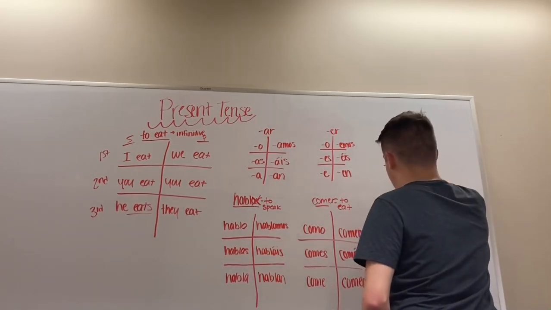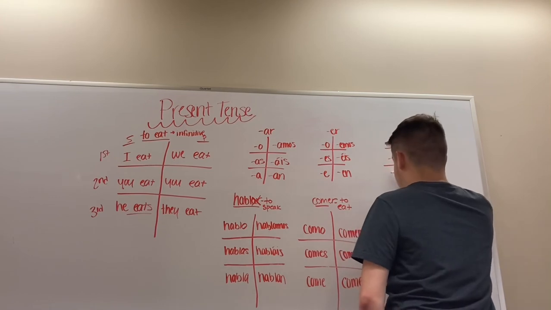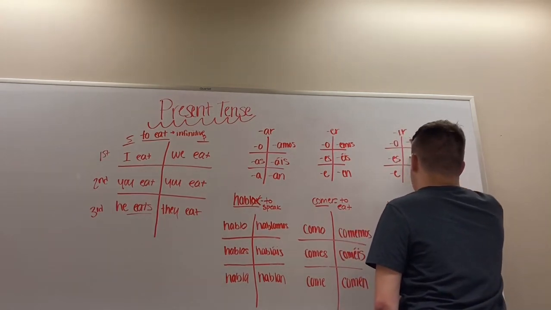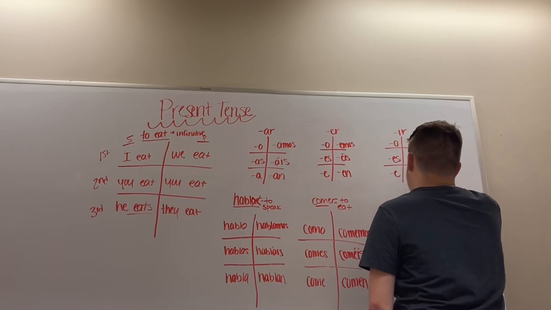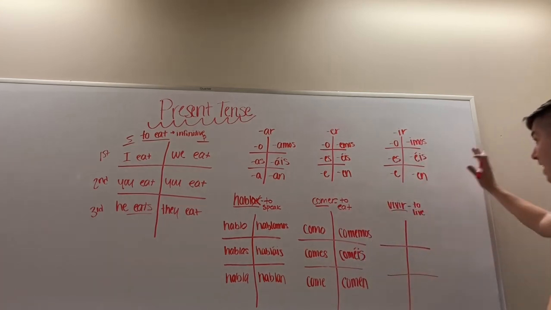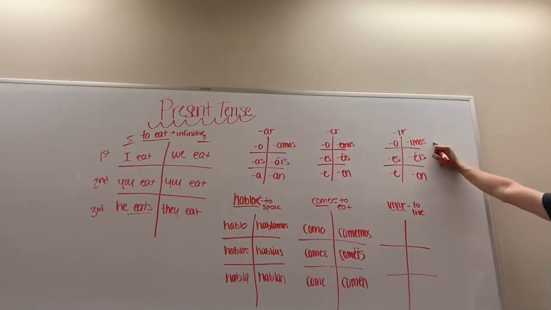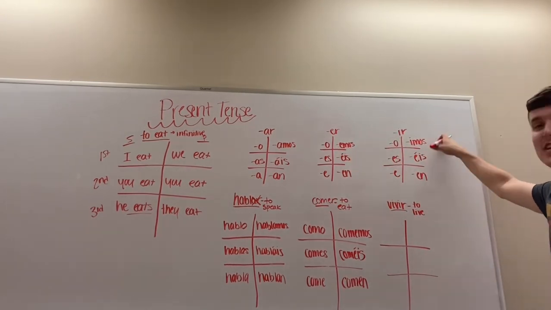Now let's do IR verbs. Once again, we have o, es, e, imos, ís, and en. So the IR verb conjugations are actually all the same as the ER verbs except for the first person plural, where we have imos instead of emos.